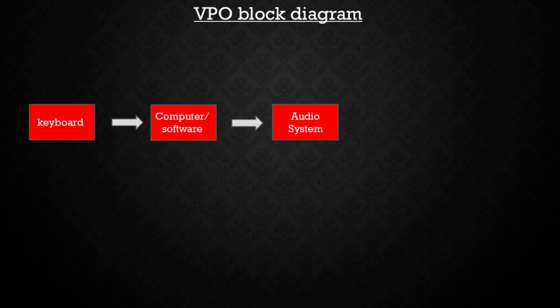The problem is getting all the different pieces to talk to one another, particularly getting the software talking to the computer, the keyboard talking to the computer, and the computer talking to the audio system. And this is probably the most difficult part of a VPO build, is getting all the components to work. The concept is not difficult. It's finding the components and getting those components to play nicely with one another. That's the real challenge.